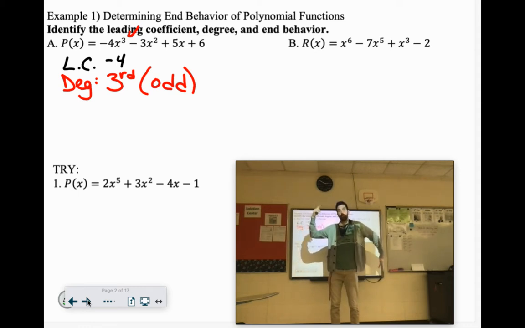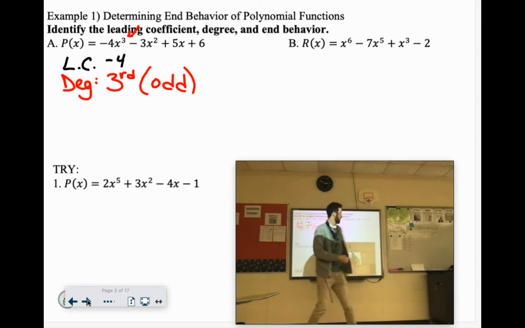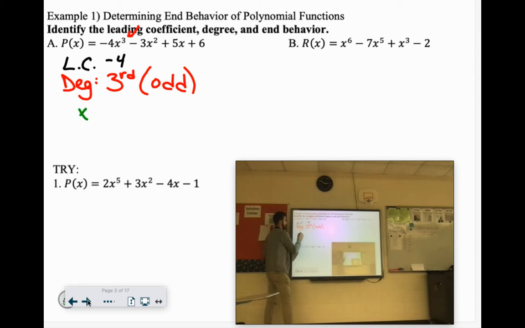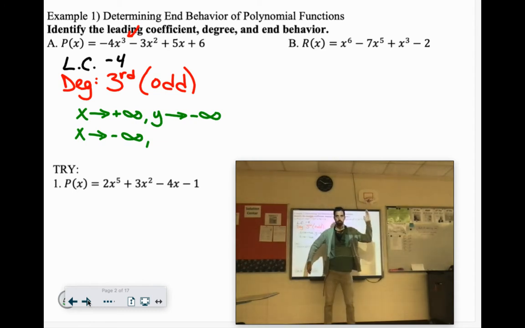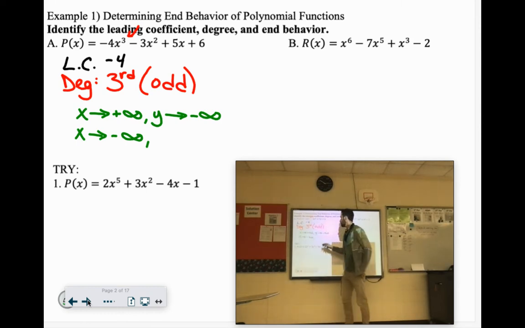So as x approaches positive infinity, the y's are dropping down. So we'll say x towards positive infinity, the y's go in the opposite direction on this one, so y approaches negative infinity. And as x approaches negative infinity, it was the original, it's reversed. As x approaches negative infinity, the y's are going up towards positive infinity.